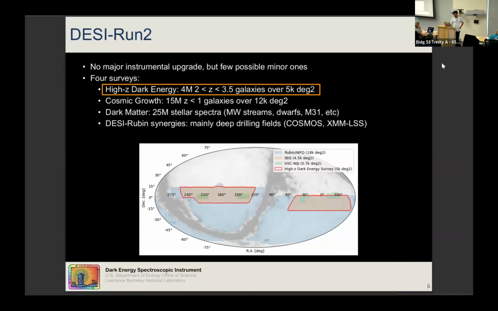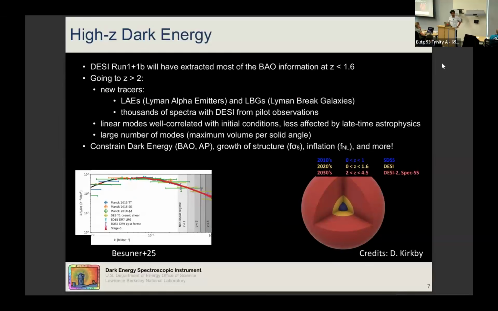So the goal here is to gather 4 million spectroscopic redshifts between redshift 2 and 3.5, roughly. The idea is that DESI, with Run 1 and Run 1B, so with the extension, will have extracted mostly all of the BAO information at redshift below 1.6. That's one of the reasons to go to higher redshift, because we have demonstrated that we can use those new tracers, Lyman alpha emitters and Lyman break galaxies.